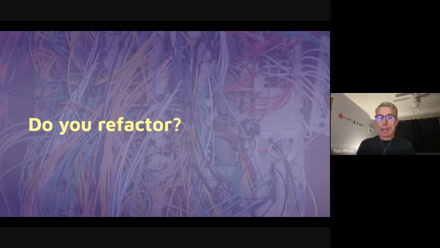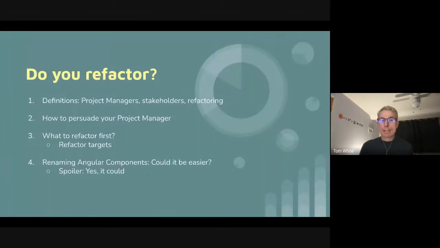Right, so I'm going to start by showing what I'm planning to talk about. First, I'm going to run through some definitions to make sure we're all on the same page. Then I'm going to talk about how to persuade your project manager. I've had project managers who are hard to persuade, and that's why I think it's worth talking about. After that is what to refactor first and refactor targets. Hopefully we can have a discussion about what you think should come first, or your priority list, and in code terms, what that means. And finally, I'd like to talk about renaming Angular components, which is a bit of a bugbear for me, and I'd really like to share my ideas with you and maybe hear from you too. Okay, so let's get going.